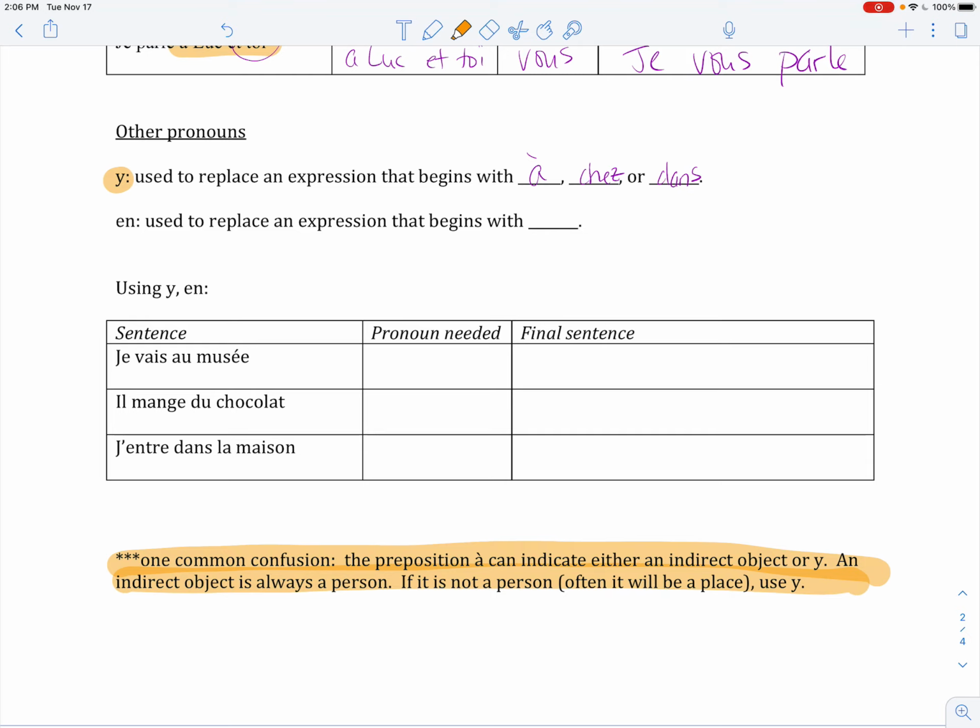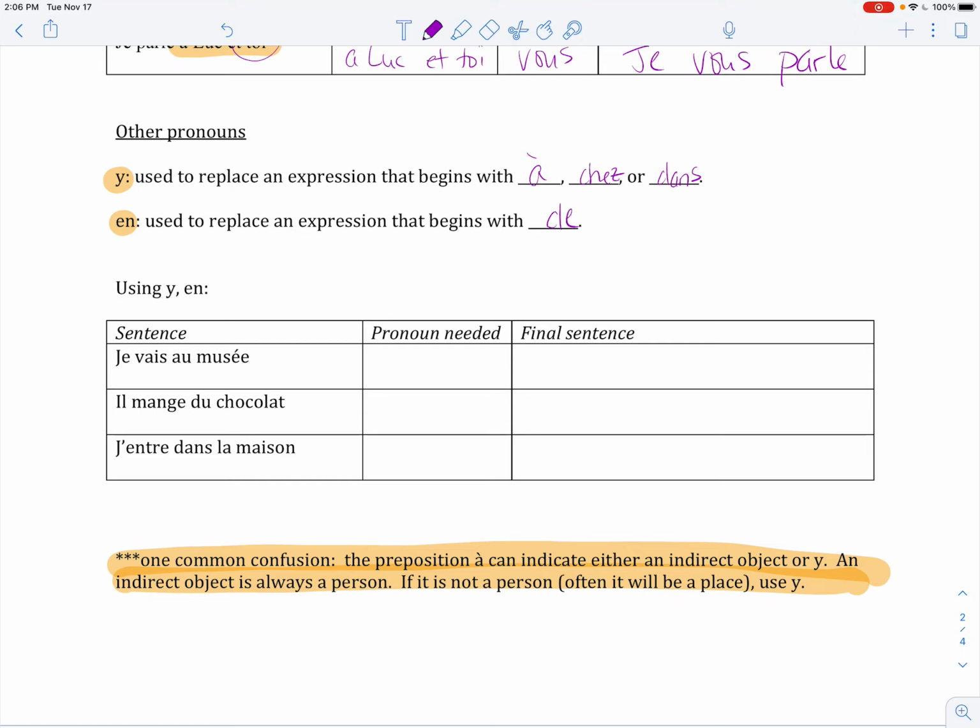An indirect object is always a person. If it's not a person, often it will be a place, use y. We'll get to that eventually. When we first practice these, starting on Thursday, we'll practice just direct and indirect first, and then we'll practice just y and en, and then we'll mix it all up together. So we'll talk about that more when it becomes relevant. And then the last pronoun, en, is used to replace an expression that begins with, I have to use the pen here, de.